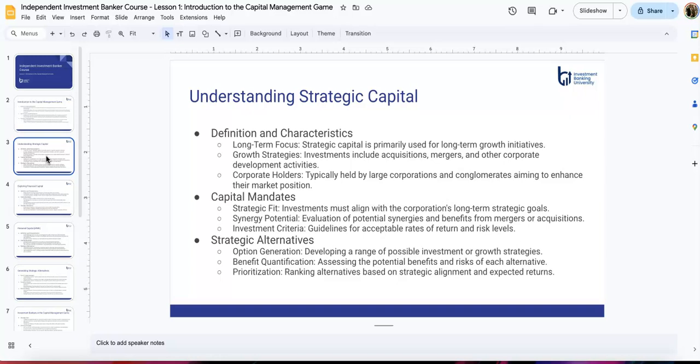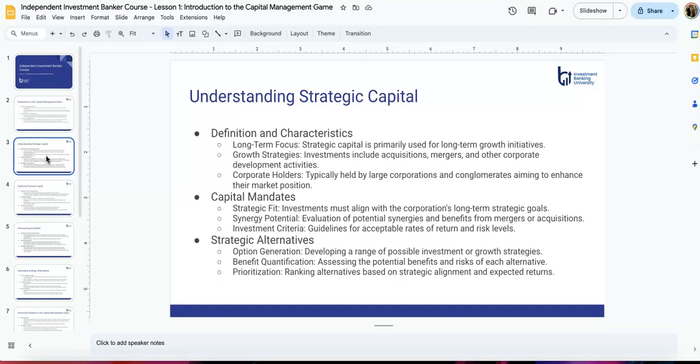So we're going to start out with strategic capital. The definition and characteristics, we're talking about long-term focus, primarily used for long-term growth initiatives, really focused on real returns or EPS growth. It's kind of a proxy for that. So in terms of investing in acquisitions, mergers, and other corporate development activities, those are very real things in the marketplace today. There's also corporate holders when it comes to enhancing their market position with regard to conglomerates. We'll talk a little bit about that.